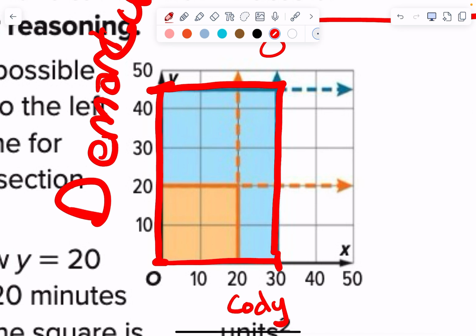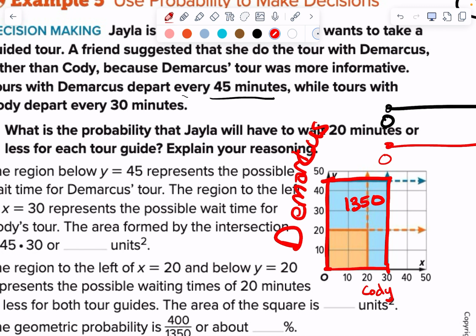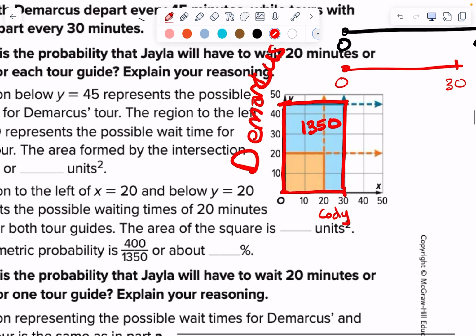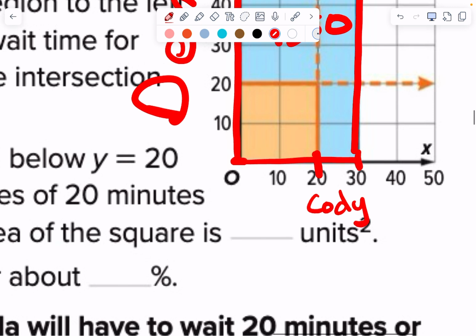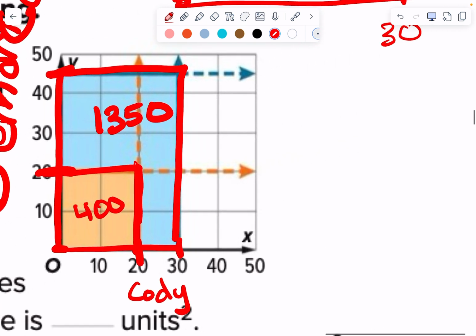Now, if I do area of that grid, what's 45 by 30? What's that multiplied together? 1,350. Okay, so that has an area of 1,350, right? They say, I want to know the probability that she will have to wait 20 minutes or less. 20 minutes or less for either tour, right? That's this blocked out here, which is 400 as an area. So how do I make that a probability?